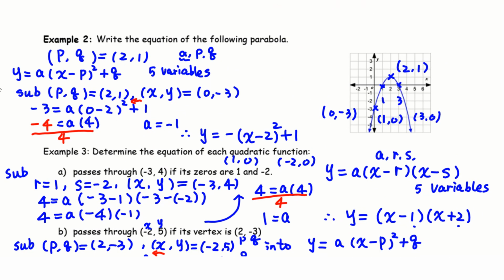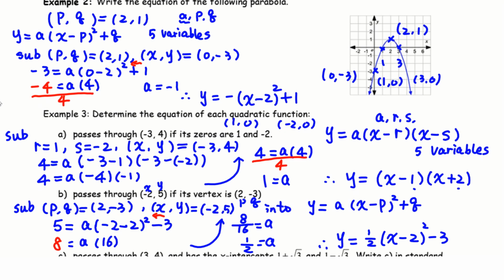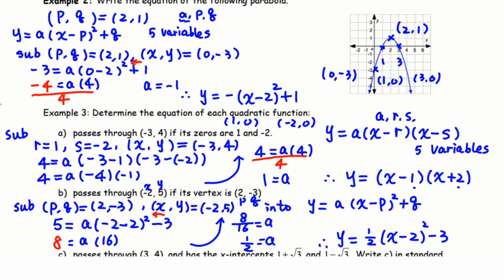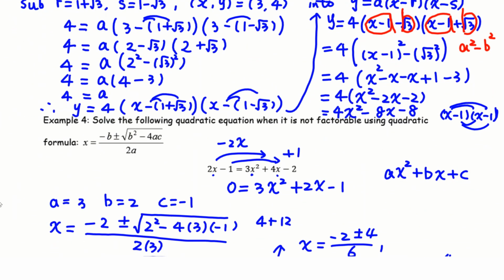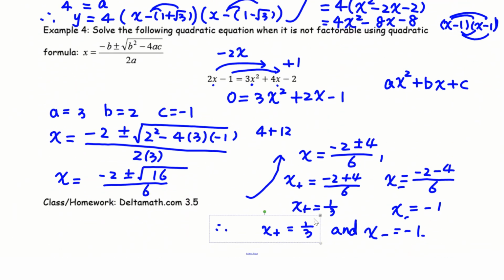So also if some points are given, how you find the equation, and if not factorable, then use the quadratic formula to find the zeros. So it's not always nice numbers. Sometimes you may have not square rootable answers.